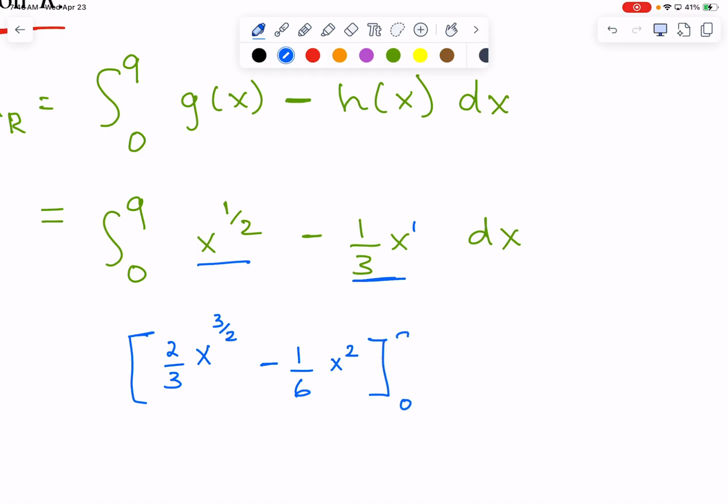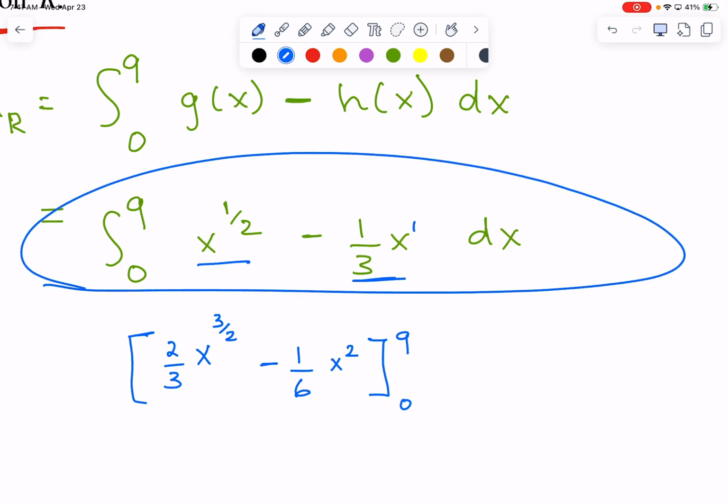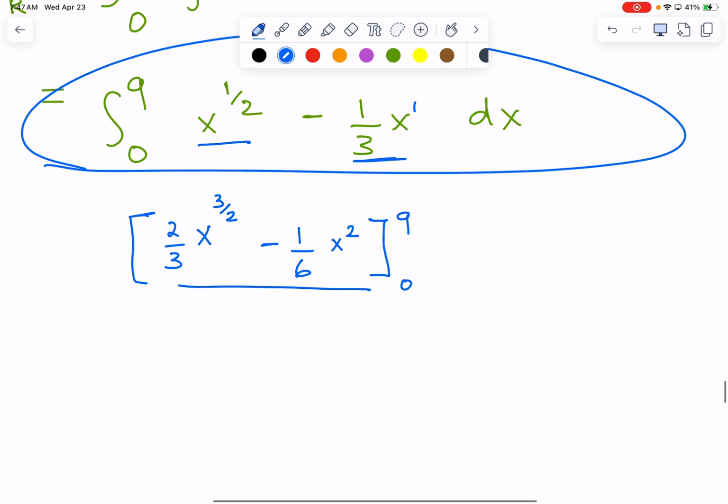So then you evaluate from 0 to 9. By the way, you've gotten another point. You got 1 point for writing your integral. You got 1 point for finding your antiderivative correctly. So if you get the 2/3 x to the 3/2 minus 1/6 x to the second, that's worth 1 point to you. And then the final point is actually doing the FTC part 2.